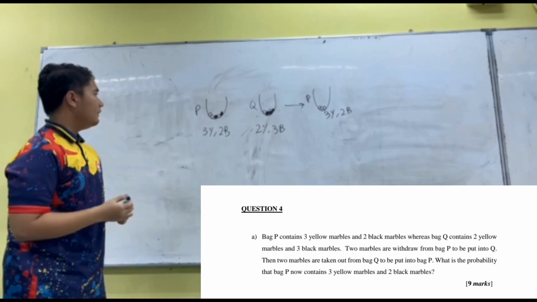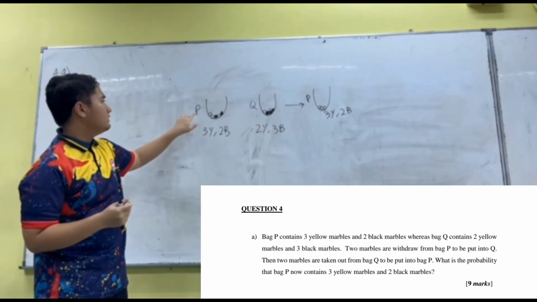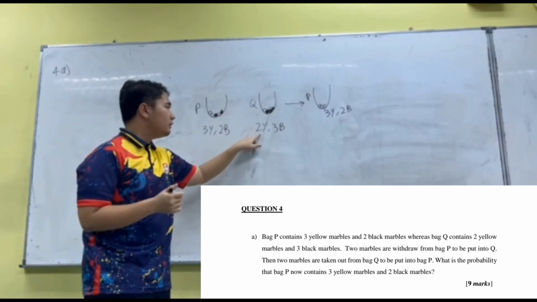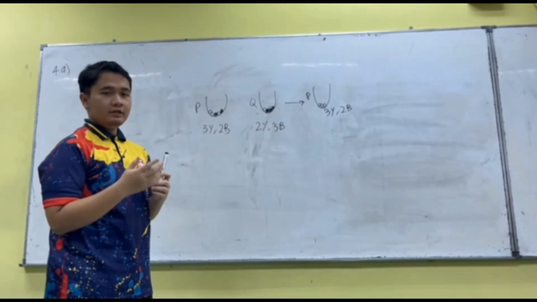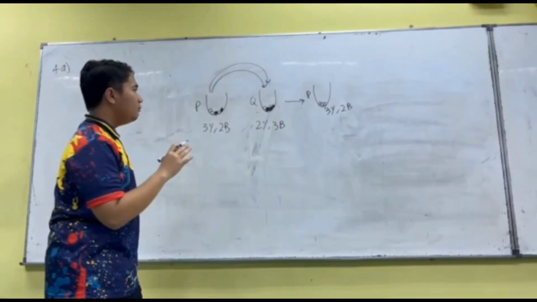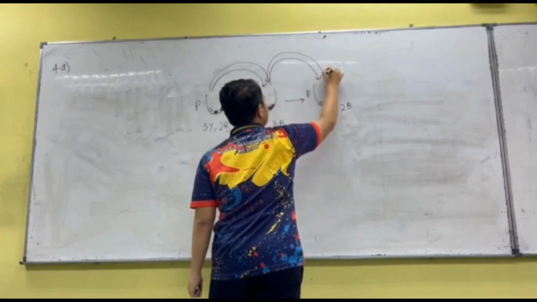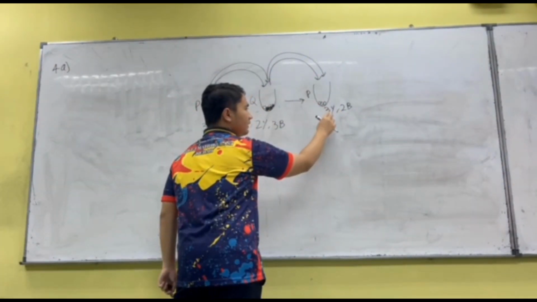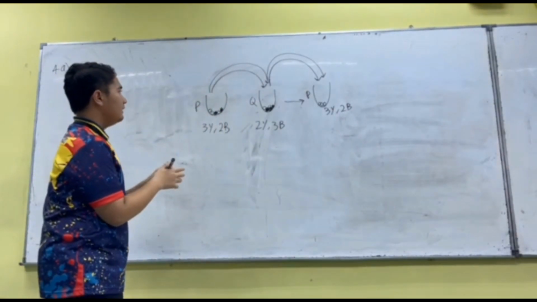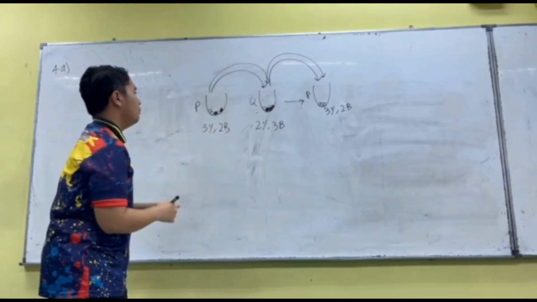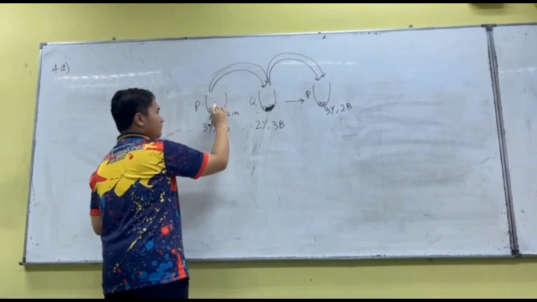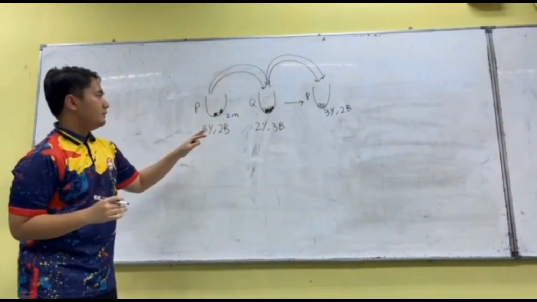Alright, for question 4a, we need to understand that there are two bags, which are P and Q. P contains 3 yellow and 2 black, while Q contains 2 yellow and 3 black. So what we need to do is take 2 marbles from P to be put into Q. Then we need to take 2 marbles also from Q into P. There is no repetition, which means that when we take 2 marbles from P, the amount will decrease. So that is what we need to understand.